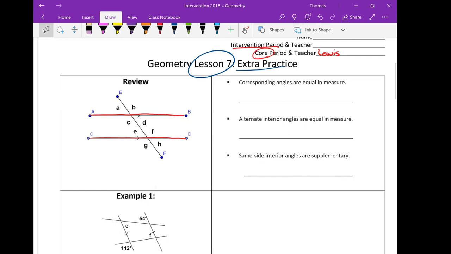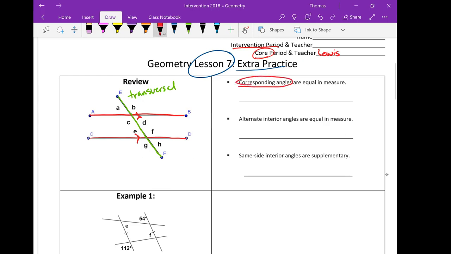So AB and CD have these little arrows on them saying that those two lines are parallel. So those are parallel lines. And then EF, I'm going to highlight in green. EF is a transversal. So we're going to be using this basic setup and extending on it in this extra practice lesson today. All right, so hopefully in your geometry class, we talked about these pairs of angles.